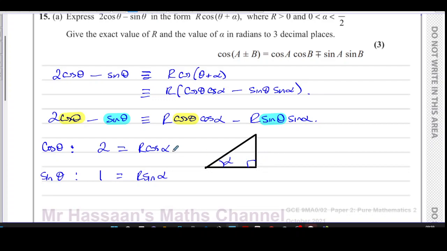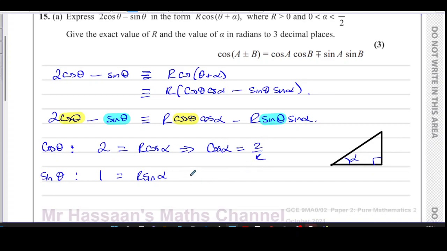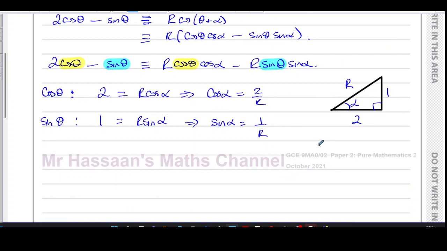I know from this equation that cosine of alpha is equal to 2 over r. And from this, I can say that the sine of alpha is equal to 1 over r. So the cosine of this angle alpha is 2 over r, so this would be the adjacent over the hypotenuse. And the sine of alpha is 1 over r, that will be the opposite over the hypotenuse.